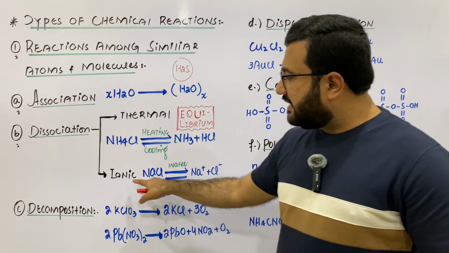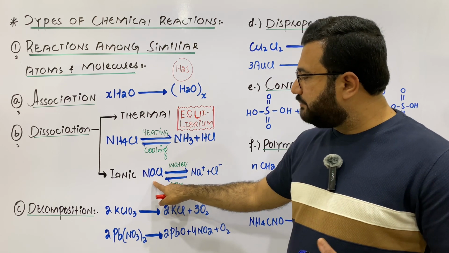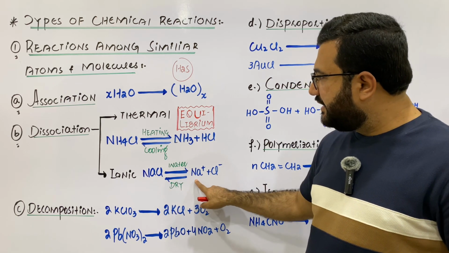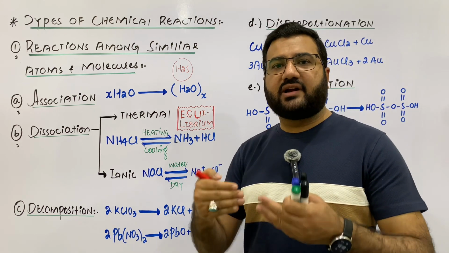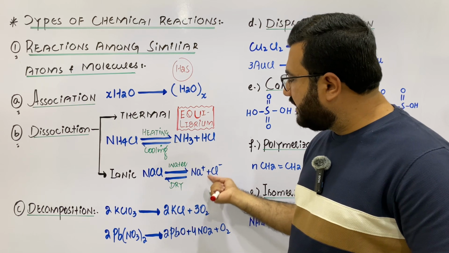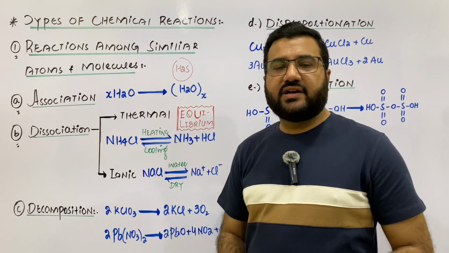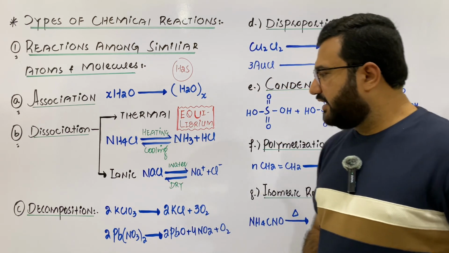The second one is ionic dissociation, in which an ionic compound that is dissolved in the polar solvent is dissociated into cations and anions. But my dear students, on drying or removing the solvent, the cations and anions again combine to form the solid crystals of the ionic compound. So it is also a reversible reaction.